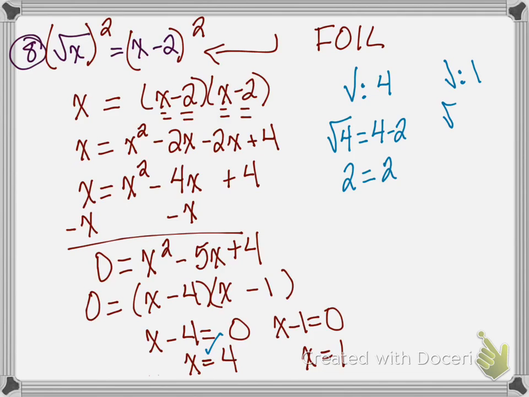So I have the square root of 1 equals 1 minus 2. What's the square root of 1? Okay, what's 1 minus 2? Negative 1. Does that work? No, it doesn't. And I did not put on my answer sheet that it doesn't work. So I'm sorry about that. I don't know if you looked at the solutions or not, but I didn't mark out that the 1 didn't work. So my only answer to this one is x equals 4. The x equals 1 has to be thrown out.